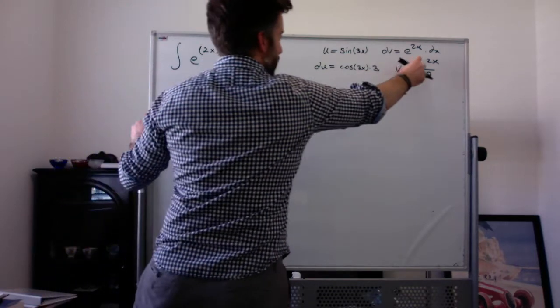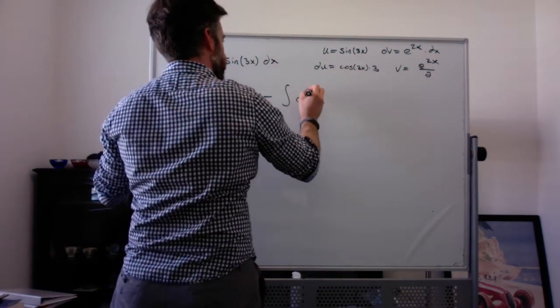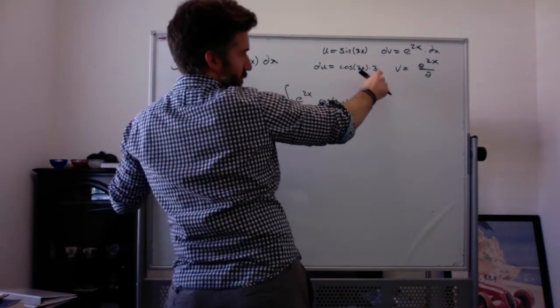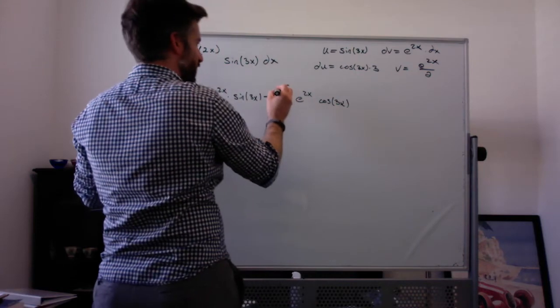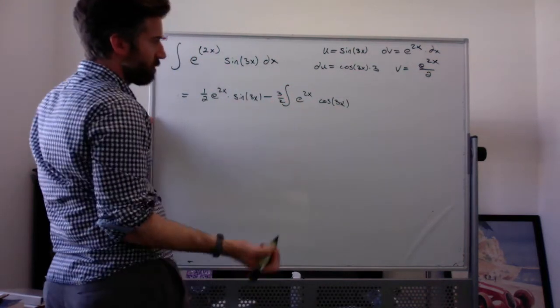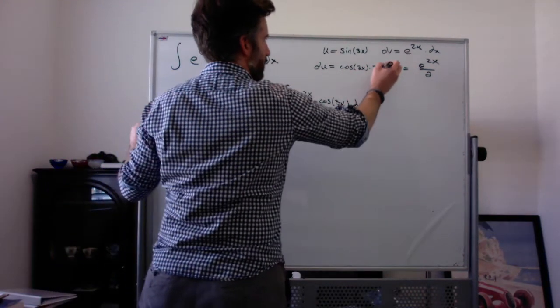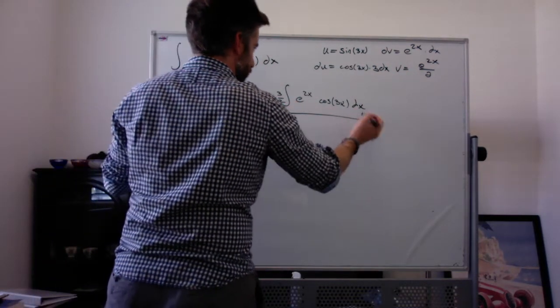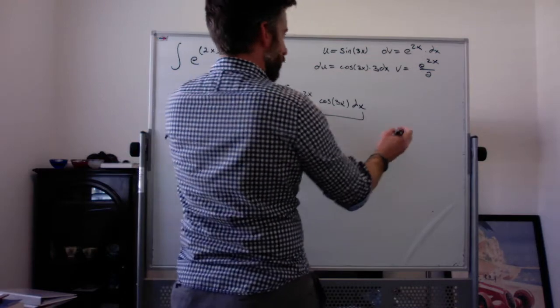I'm going to do the e to the 2x times cosine of 3x, but really I should also have a multiple of 3 and a multiple of 1/2, so I should have a 3/2. Don't forget the dx, which I definitely forgot there, sorry. And then I'm going to do this integral using integration by parts. So let's see.